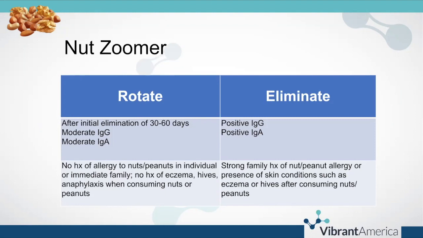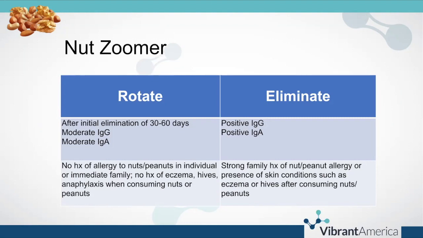So after that initial elimination of 30 to 60 days for moderate antibodies, confirm the intestinal barrier is healed. And then if the individual doesn't have a history of allergy to nuts or peanuts, since there is a good deal of cross-reactivity between nuts and peanuts, but there's also the cross-contamination in manufacturing. If you're allergic to peanuts, typically you can't eat other nuts just because there's so much cross contamination that happens in the manufacturing facilities. So you would just want to keep that in mind.